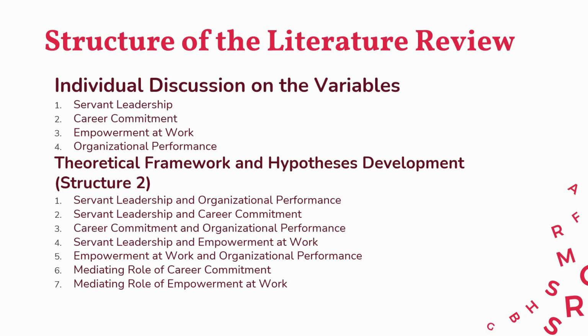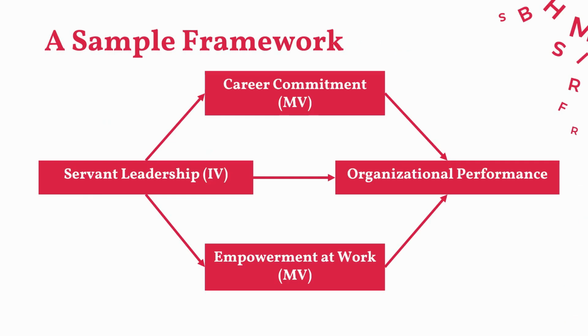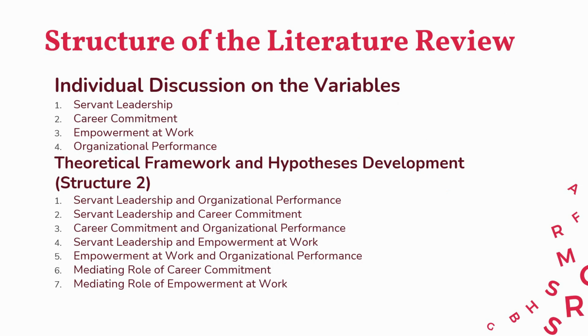Whenever we are structuring our literature review, we do it like this. If I have a model like this, which has 4 variables, my structure would look something like this. We start with the individual discussion, that is servant leadership, career commitment, empowerment at work, and organizational performance, followed by the theoretical framework and hypothesis development, whereby we first look at the individual relationships, followed by the mediating role of the mediators.